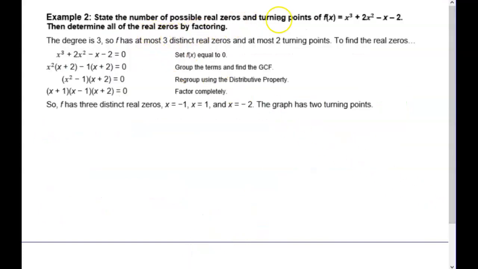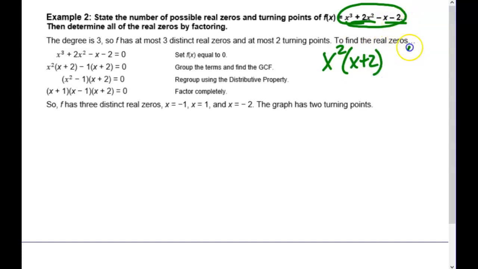All right, example 2. You have this finished for you, so let me just talk you through it. If we grouped those first 2 and the second 2, out of the first 2 I could take an x squared, so I have left an x plus 2. What can I take out of these back two so that I will also get a parenthesis of x plus 2? Because when you group, they have to be the same.